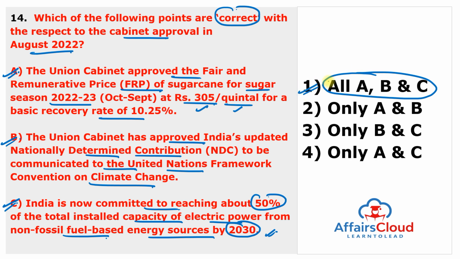One statement is correct. And you can also remember India also targeted to reduce the emission intensity of its gross domestic product by 45% by the year 2030 compared to the 2005 levels.